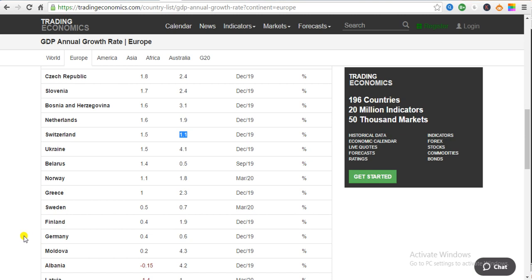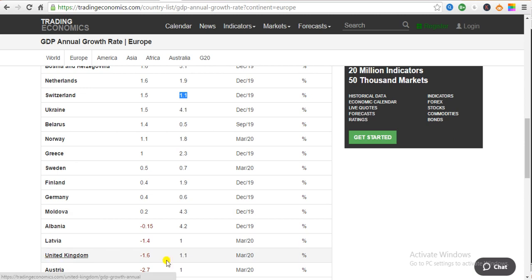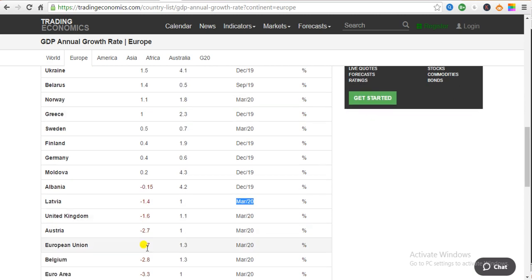Now we're seeing all of the staple European names like Switzerland, Netherlands, Norway, Finland. Germany, 0.4, previously 0.6, which is really very low because it's less than 1%. Beyond that, we're looking at March 2020 information in this column, so this is influenced by the lockdown that's currently happening. So we are going to look at the previous year.